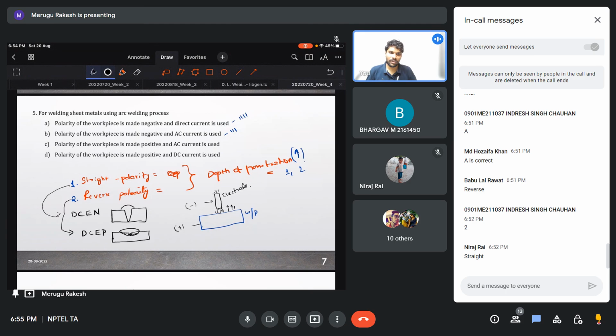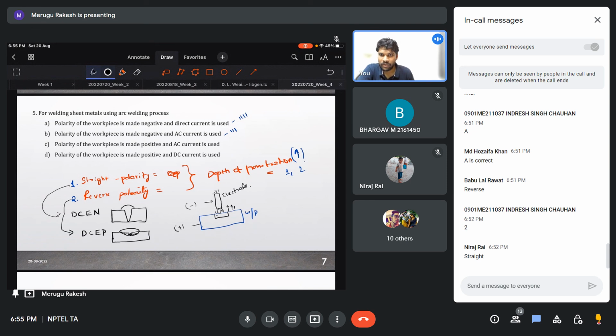Why is this happening? Because the electrode polarity affinity from negative to positive is more compared to from positive to negative. That is one reason. If you have heard of this unconventional process, electric discharge machining, this straight polarity is what we use for removing material from the workpiece. Okay, so this is the theory behind it. Now coming to the question.